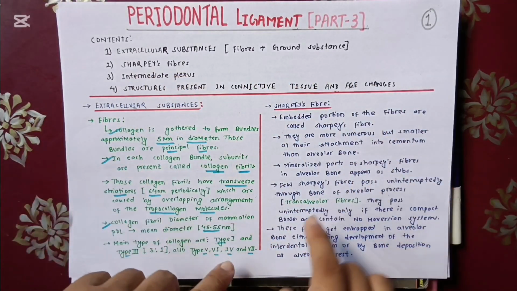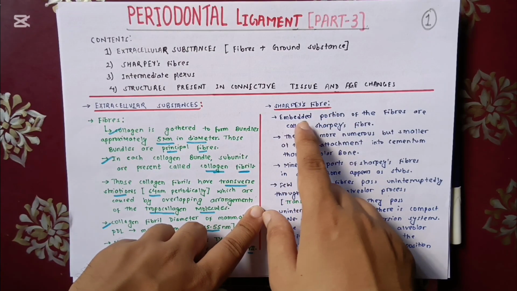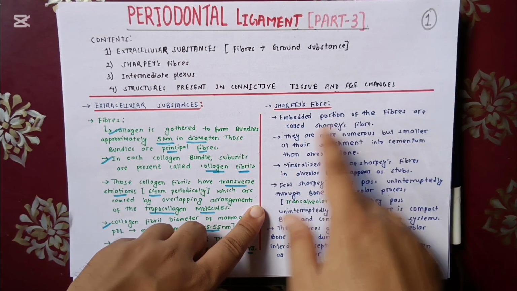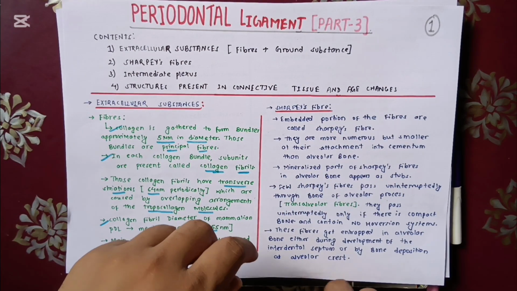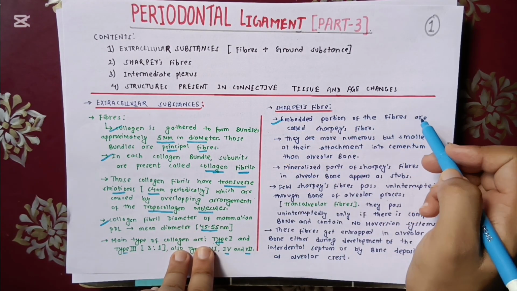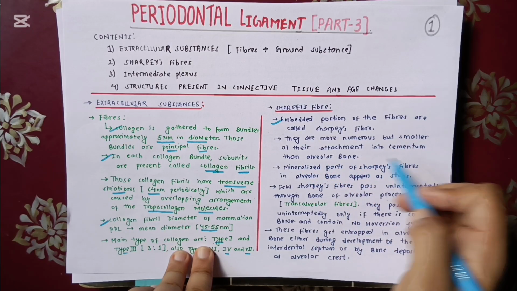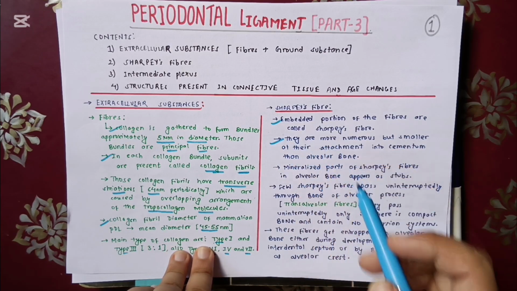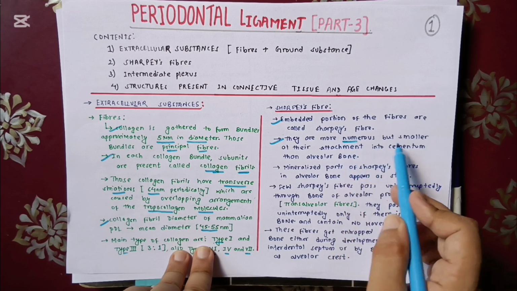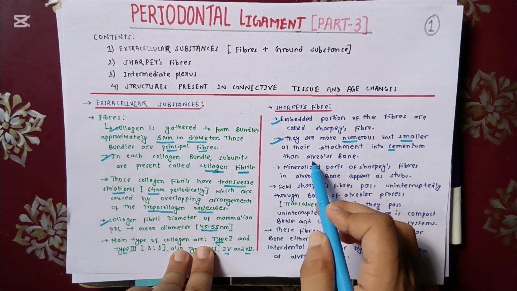After this we are reading about the surface fiber. Okay, so in this surface fiber, as you can see here, the embedded portions of the fibers are called the surface fibers. Okay, so I have told this previously. They are just the embedded portion of the fiber, and they are more numerous but smaller at their attachment to the cementum than the alveolar bone.